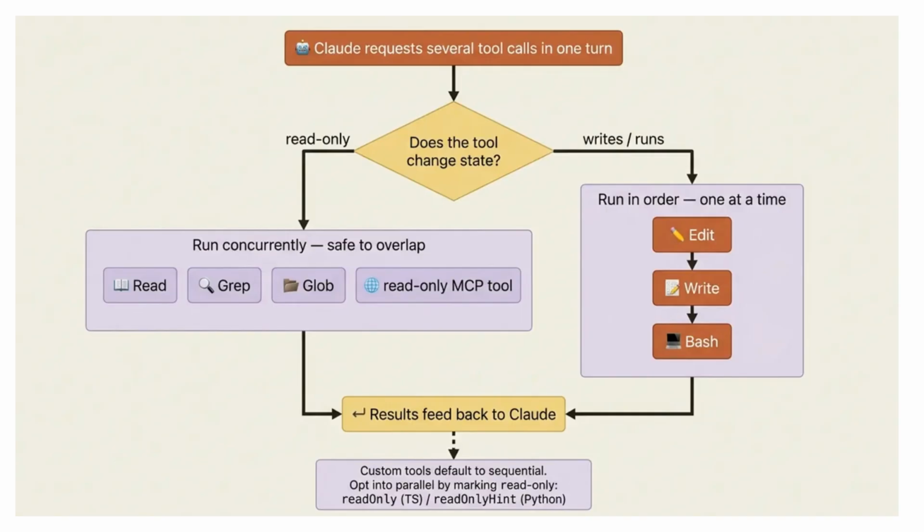Writes take turns. Claude can make several tool calls in a single turn. It can read, grep, glob, and do read-only MCP operations. Or it can write state using edit, write, bash. It then returns the results back to Claude. Read-only tools can run in parallel.